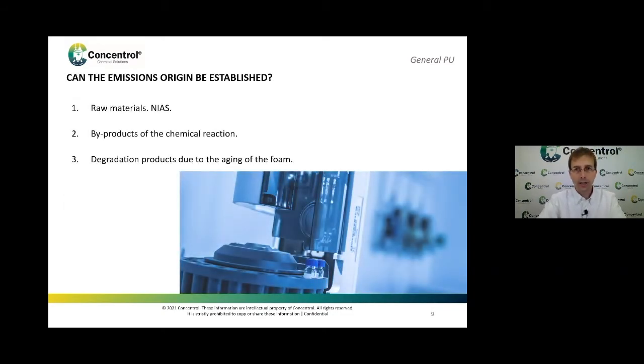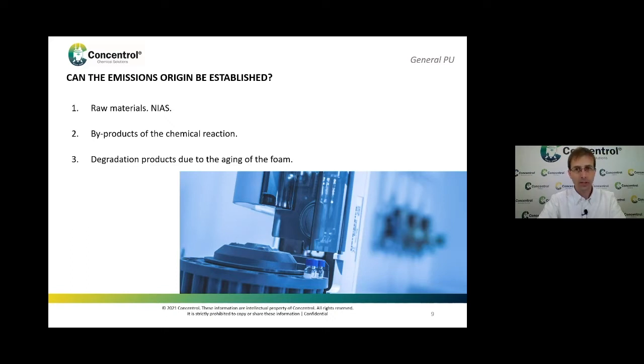So we have seen some of the methods that are used nowadays for the analysis of emissions, but is it possible to establish which is the source of those emissions? We cannot exclude the importance of the quality of the air in the production zone, but it's generally accepted that we can focus the investigations in the following options.